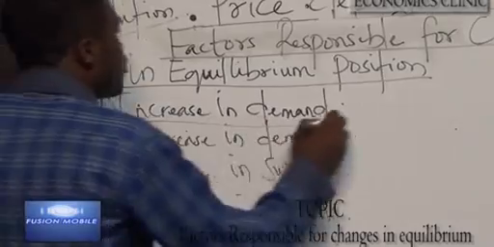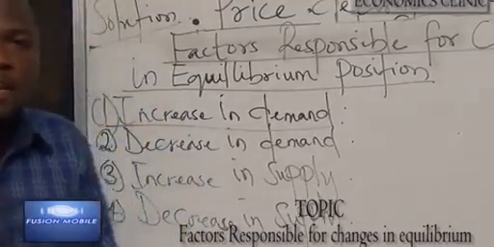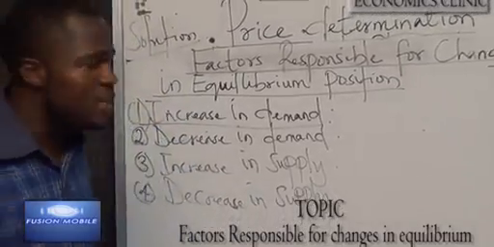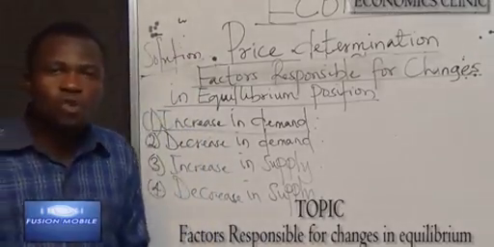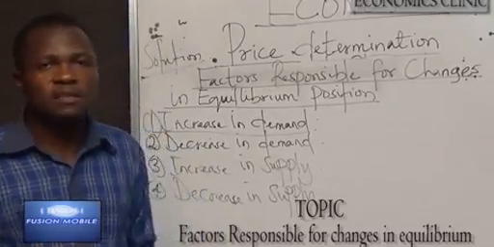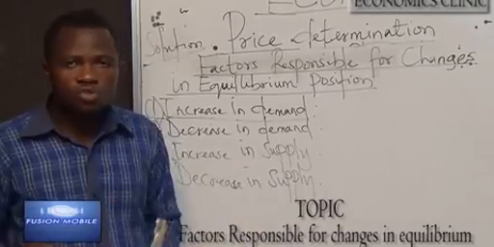Now for increase in supply, when there is an increase in supply, automatically there will be increase in the quantity demanded and also increase in the price. This will change position of equilibrium from one point to the other.